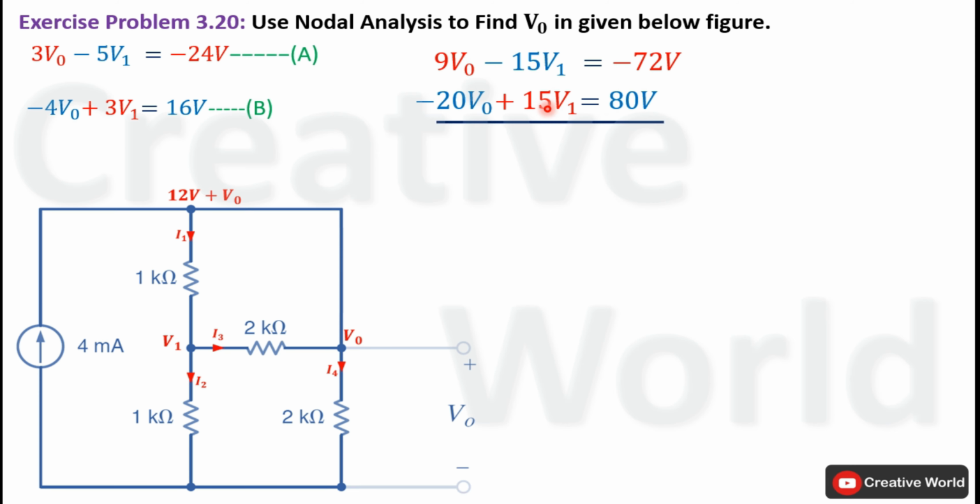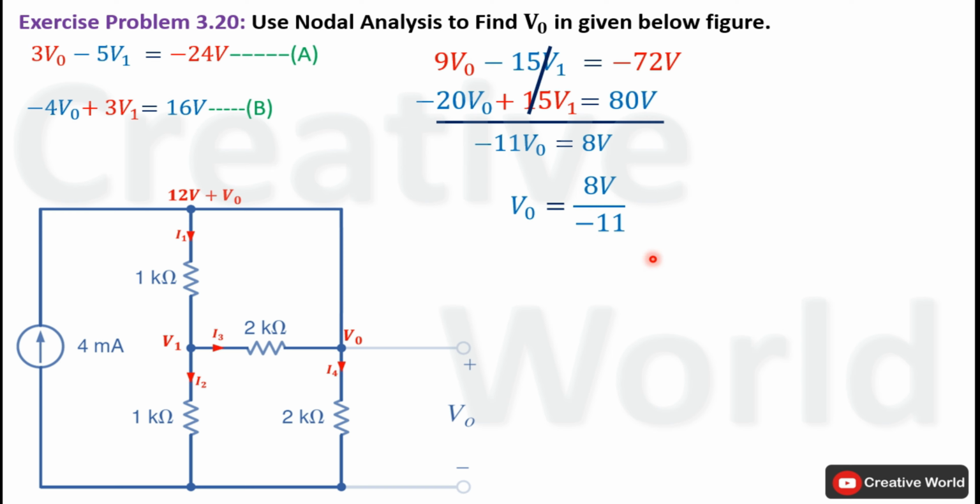Minus 15V1 and plus 15V1 will cancel out with each other. Sum of minus 20V0 and 9V0 will become minus 11V0. On the other hand side of equal, 80 minus 72 volt will become 8 volt. Here is a mistake. I have added minus sign with this value, although this is positive 8. Now in order to find out the value of V0, we will divide this equation on both sides with minus 11. The equation for V0 will become 8 volt divided by minus 11.